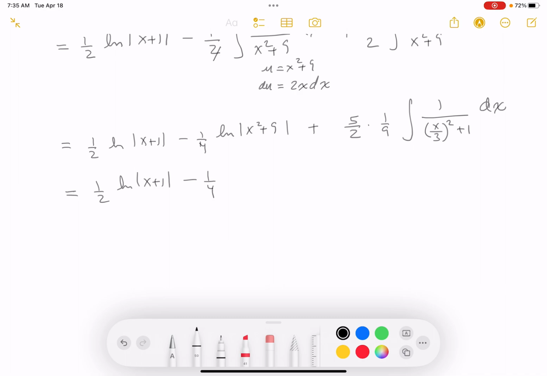Well, one thing I know about x squared plus 9, it's always going to be positive, so I can remove the absolute value symbol. Let me do this over here, and I'm going to do it by u substitution. I'm going to say u is equal to x over 3, and that means du would be 1/3 of a dx. Oh boy, let's take a look at that. So I'm going to take from the 9 a 1/3.